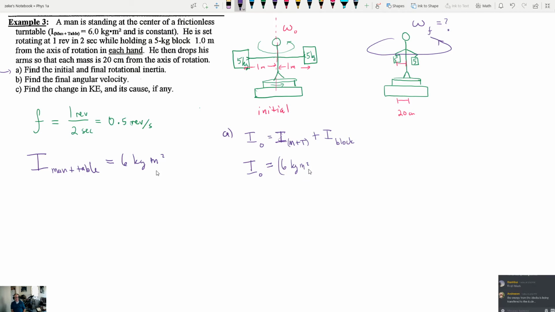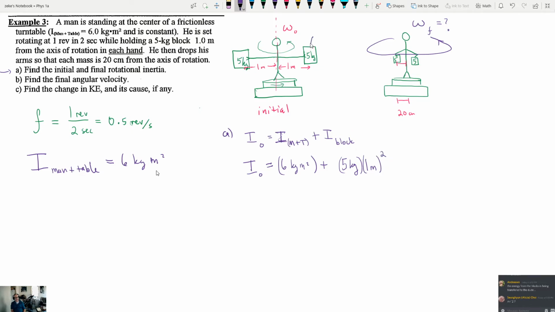And if I want to figure out the moment of inertia for the blocks, what should I do for these? I'm going to say you can treat them as point masses. So treat the block as if it's just a point that's rotating around like this at a distance of 1 meter away. What's the moment of inertia for an object like that if I can treat this as a point mass? It's just mr squared, exactly. So this is going to be equal to the mass of the block, which is 5 kilograms, times the distance from the center, which is 1 meter, squared.